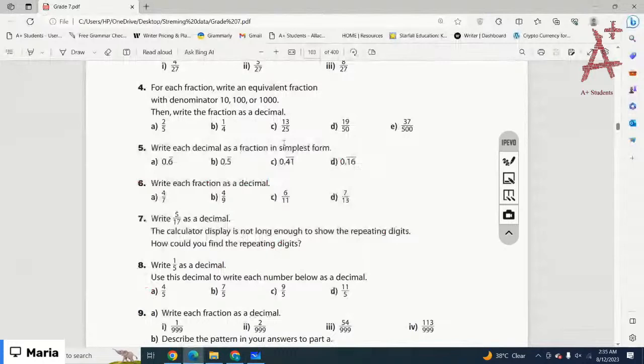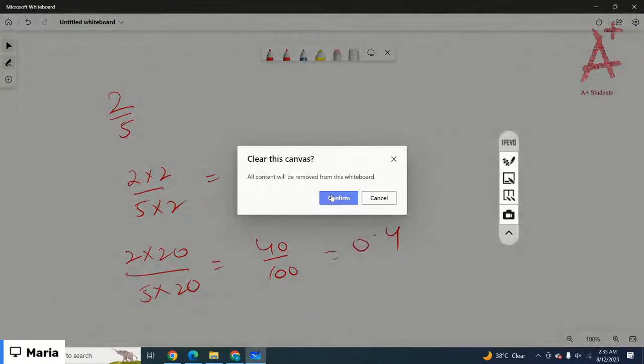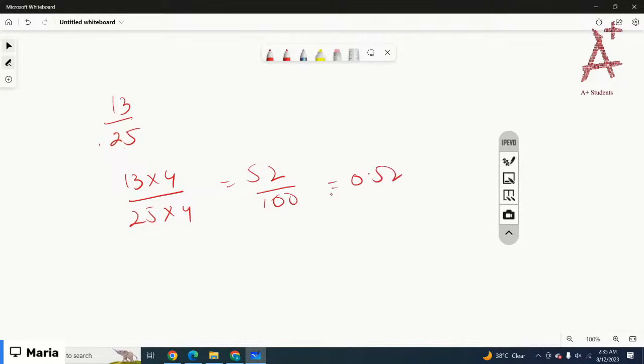Okay, let's just do another one. It would be 13 over 25, C part. Okay, you have to write down the decimal. 25 times 4 is 100, so you can do 13 times 4 and 25 times 4. 13 times 4 is 52 and 25 times 4 is 100, so it would be 0.52. Basically, you have to make the denominator 100. So 25 times what number is 100? 25 times 4 is 100, so you multiply by 4, right?